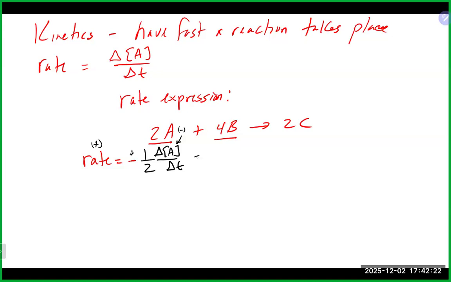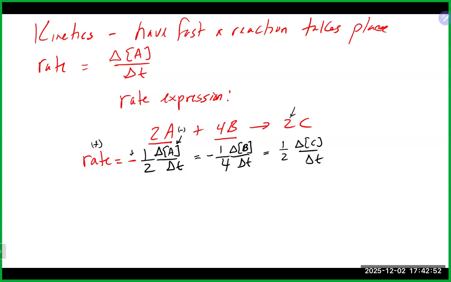We could also set this equal to everybody else in the equation, being negative again for our next reactant, 1 over the coefficient, change in the concentration of B over the change in time. And we also can do it to our product. Now, with our product, it is increasing with time, which means that we don't use the negative because the change in the concentration will actually be a positive number. And this would be just 1 over 2 change in the concentration of C over the change in time.